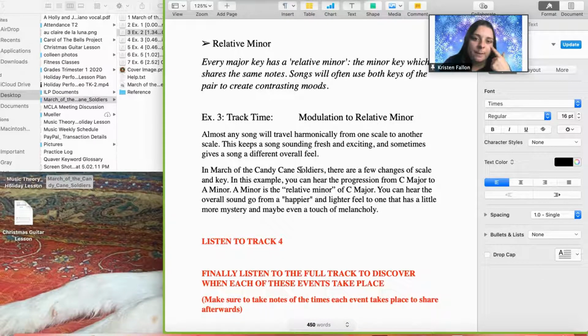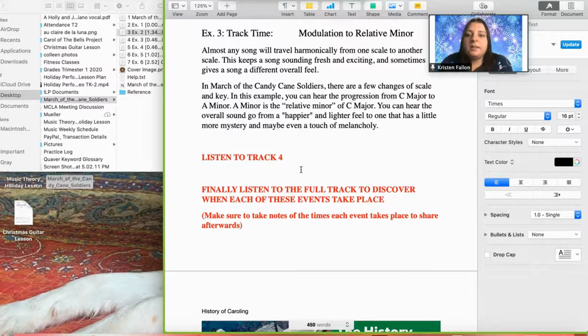Relative minor is a little bit more specific than just happy or sad. Relative minor is the minor key that shares the same notes as the major key. So that's really kind of an additional little fact there that you don't need to worry about. It doesn't matter as far as sound goes. It just means it changes in sound from happy to sad. So almost any song will travel from one scale to another scale, from one key to another key. This keeps a song sounding fresh and exciting, and sometimes gives a song a different overall feel.